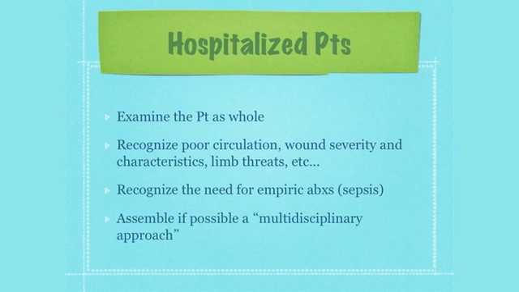Recognize poor circulation, wound severity, characteristics, and recognize the potential of limb threats. There's peripheral vascular disease, and the extent of the infection. If the patients look like they're septic or very ill, then antibiotics are indicated, and this is empiric therapy.